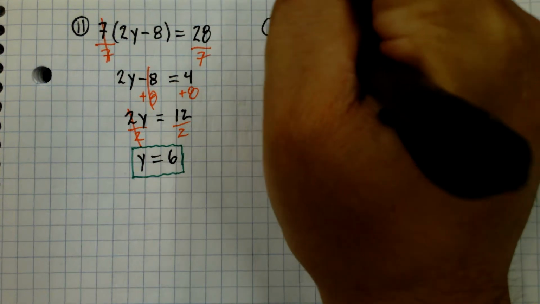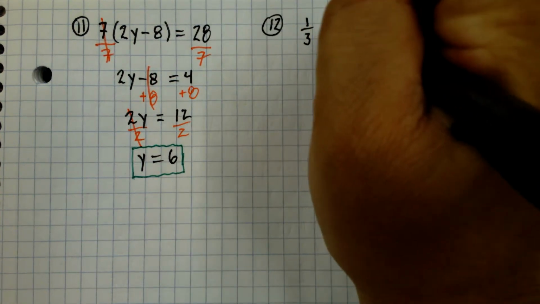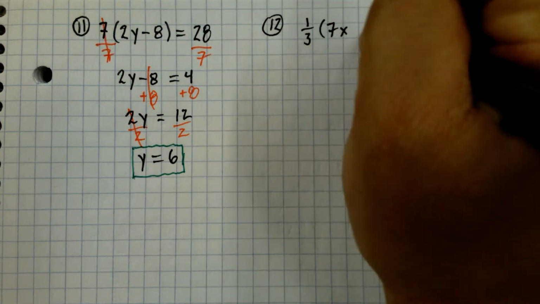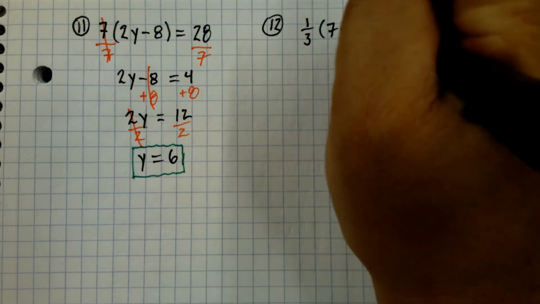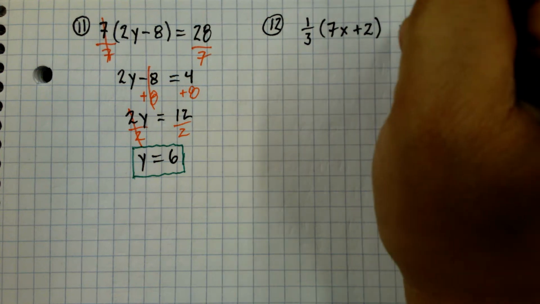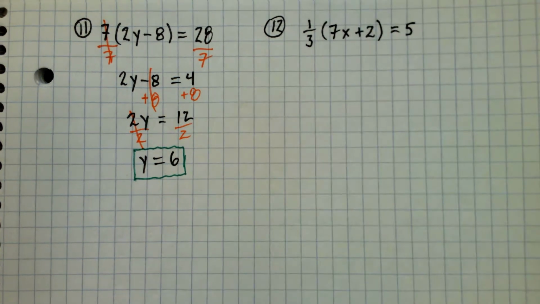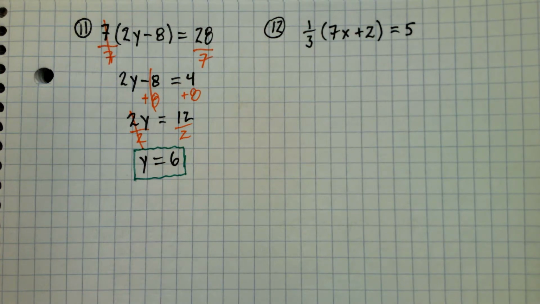All right. Look at this one. 1/3 times the quantity 7x plus 2 equals 5. Write this down. Write it down. Okay, write this down.